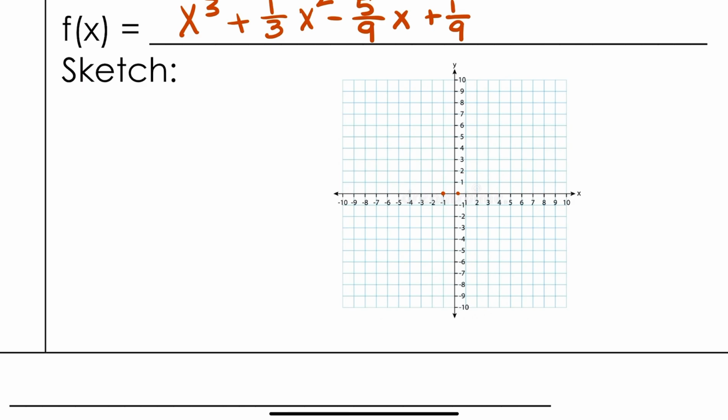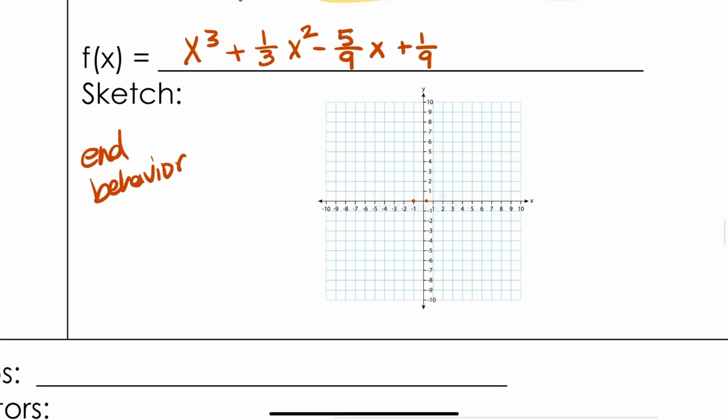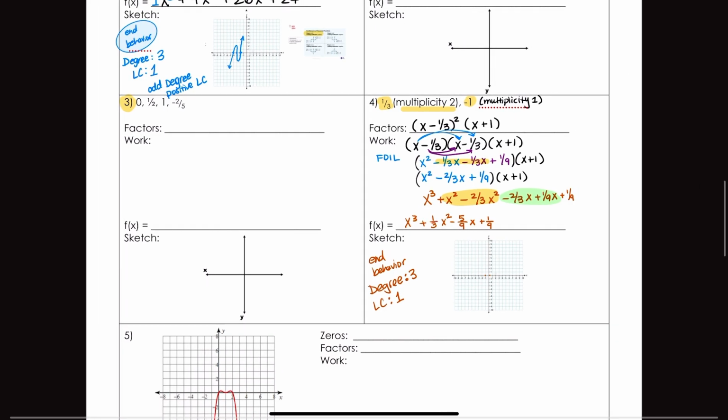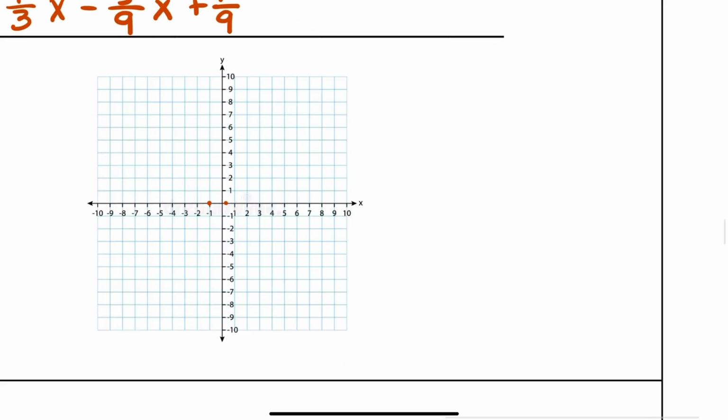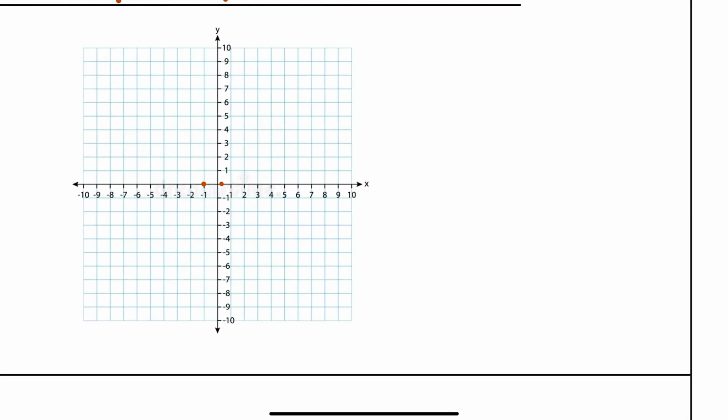Now we want to know what direction the graph is coming from and going toward. So we're going to look at end behavior. We're looking at a degree 3 again. And leading coefficient is 1 again. So just like problem number 1, we have the same exact degree and the same exact leading coefficient. So we know that on the left, our end behavior will point down, and on the right, our end behavior will point up. So let's get it done.